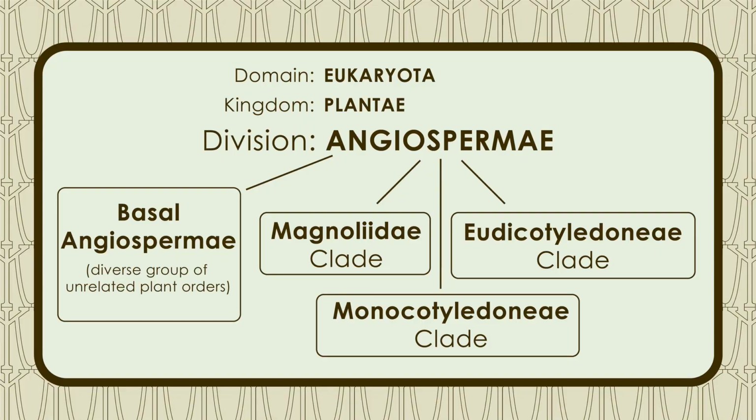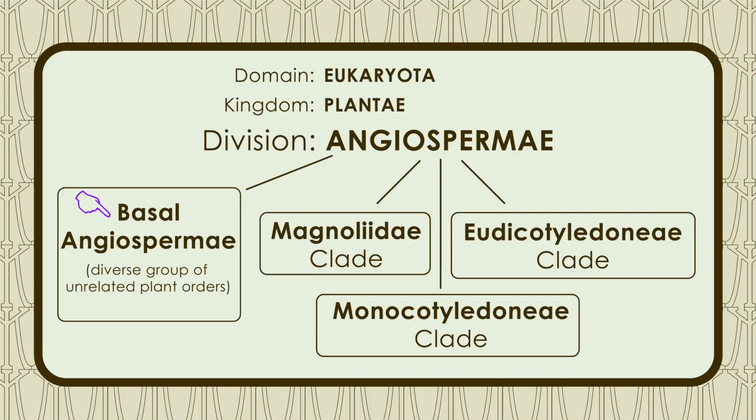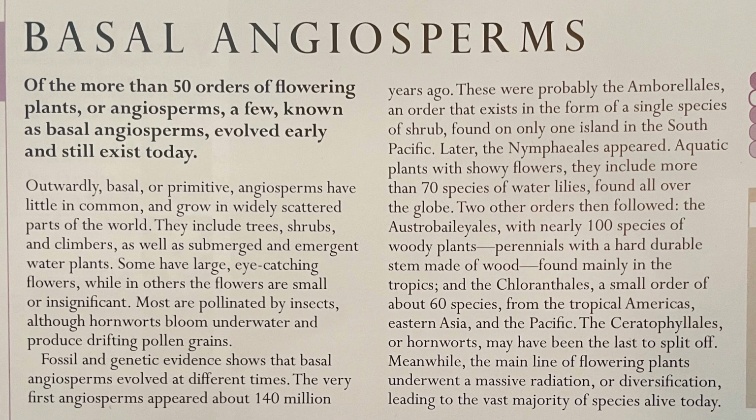So let's look really quickly. I want to look back at the basal angiosperms, because under division, the division is Angiospermae, same thing as phylum, and then it says groups is the basal angiosperms, and the orders under that is 5. So outwardly basal or primitive, that's what basal means. Angiosperms have little in common. They grow in widely scattered parts of the world. They include trees, shrubs, climbers, as well as submerged and emergent water plants. Some have large eye-catching flowers, while in others, the flowers are small or insignificant.